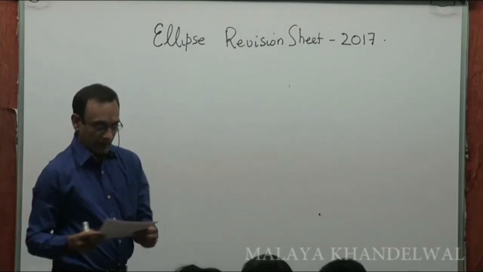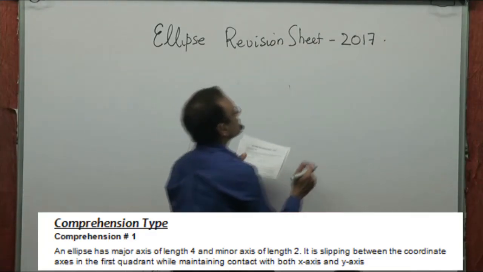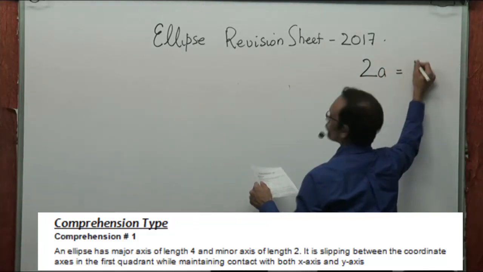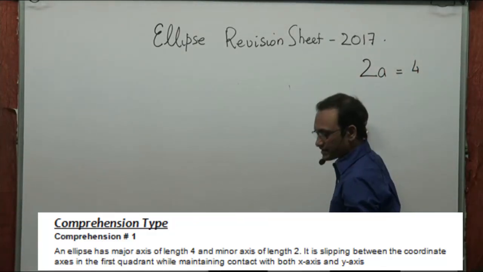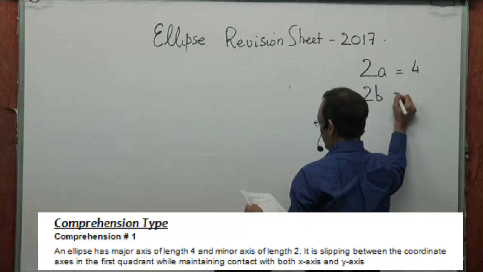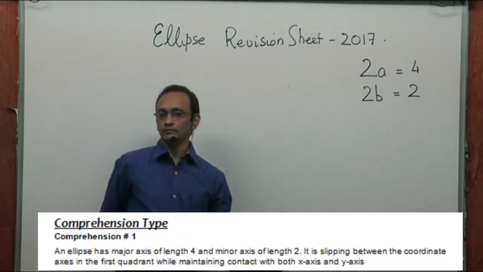Okay. So here we have an ellipse that has major axis equal to 4. That means 2a is 4. 2a is the major axis, 2a is 4, and the minor axis 2b is 2 units. That means a is 2 and b is 1. Right?